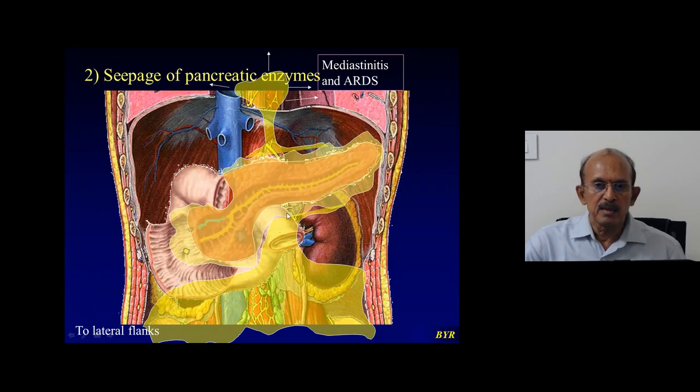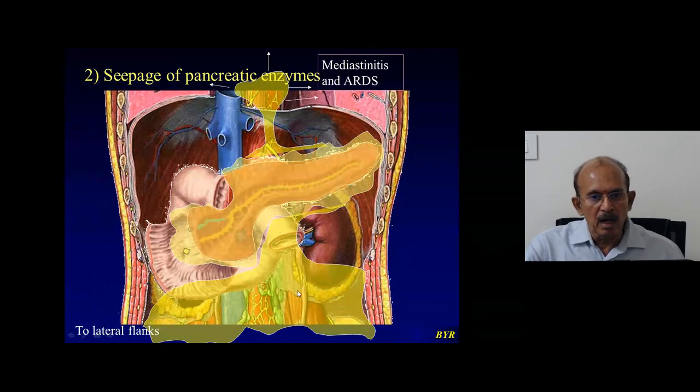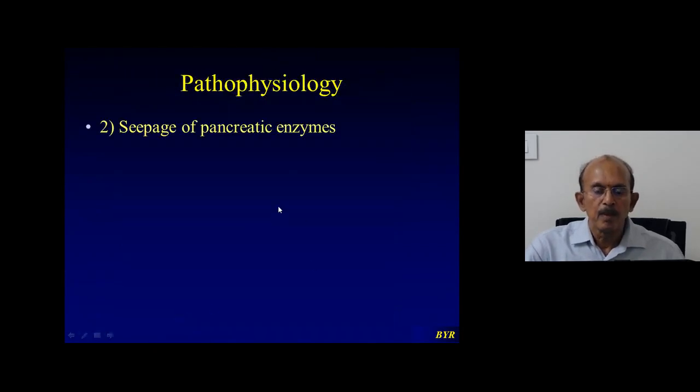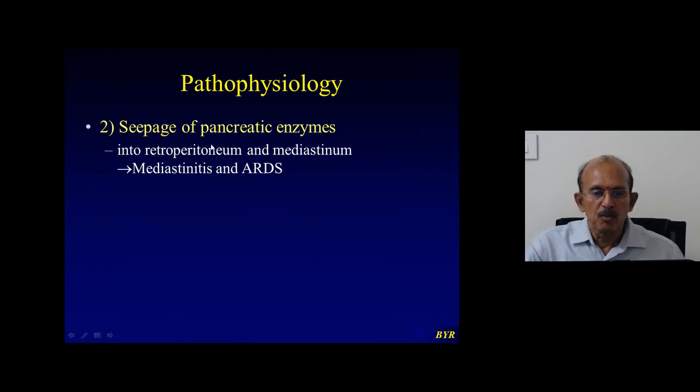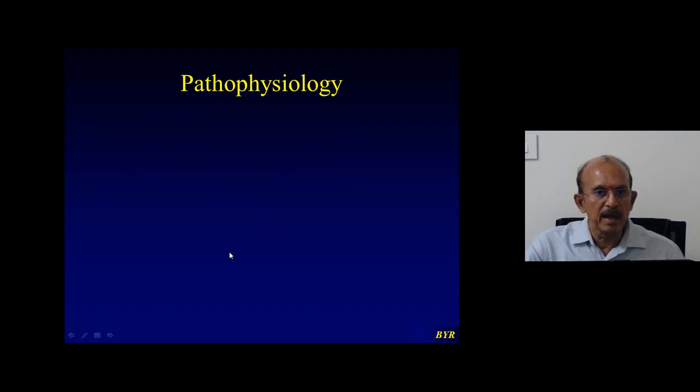And these enzymes seep all around the pancreas in the retroperitoneum. So the retroperitoneum is now flooded with pancreatic secretions, and they go to the flanks and accumulate there. They cause digestion of tissues there, and they cause rupture of the blood vessels, producing hemorrhages in the flanks. That means they produce hemorrhages in the retroperitoneum also, but they are seen in the flank regions. So seepage of pancreatic enzymes into the retroperitoneum and mediastinum produces mediastinitis and ARDS. Into the flanks, it produces subcutaneous hemorrhages in the flanks.